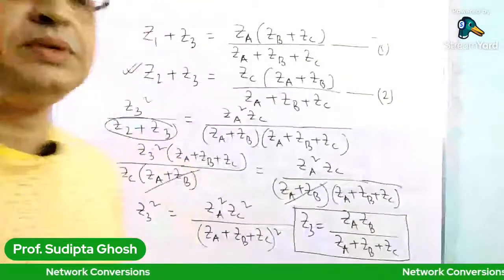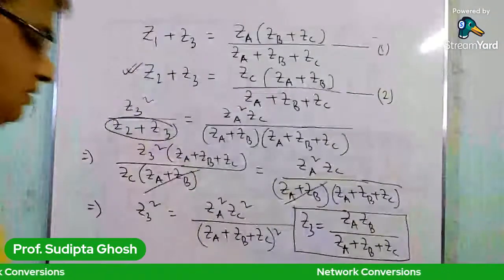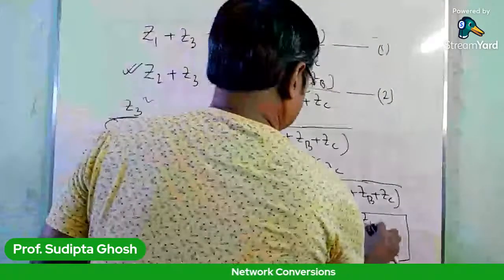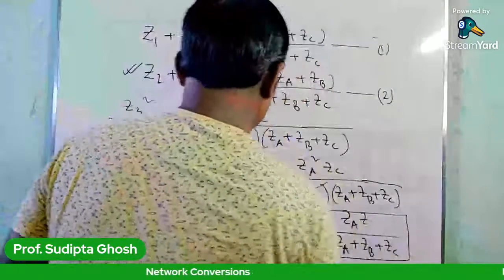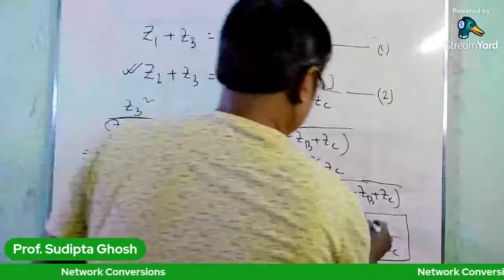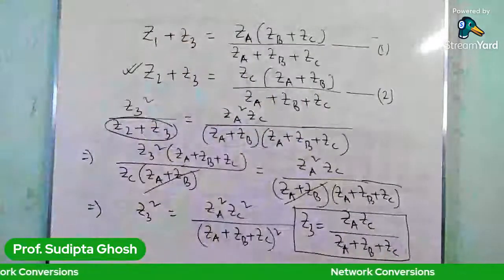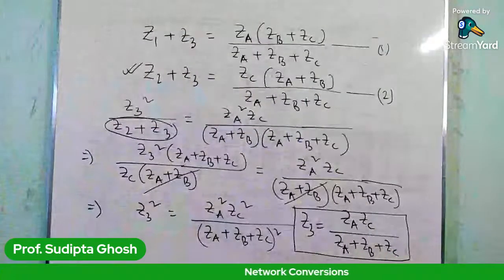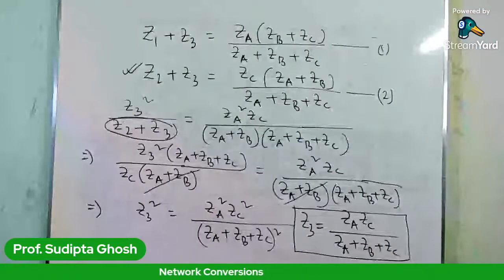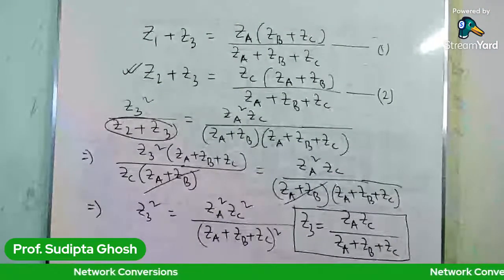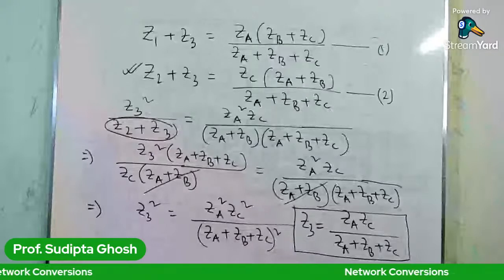Sir, it will be ZC, ZA. Yes, certainly it is ZC. It will be ZC, exactly. Thank you. Yes, it is ZC. So Z3 will be equal to ZA ZC whole divided by ZA plus ZB plus ZC.